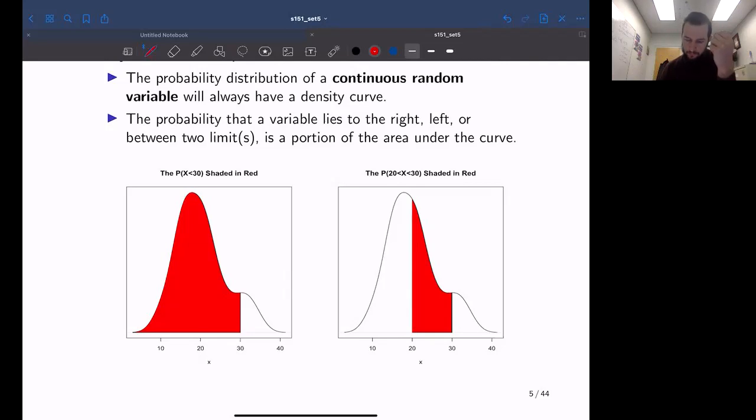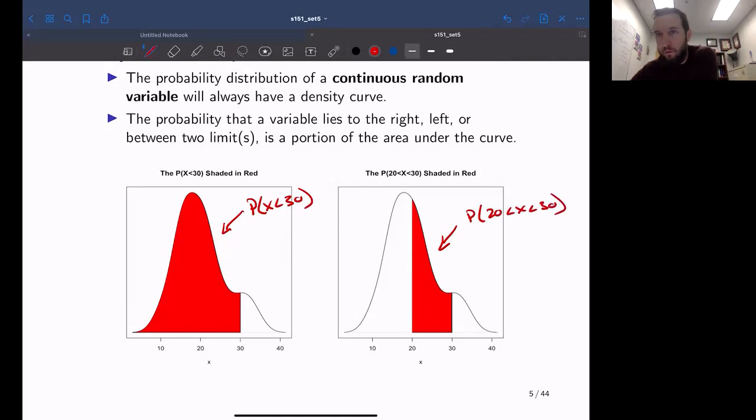In the first plot shown here, what I have shaded is the area that is below 30. So this would be a representation of X being less than 30. The area under the curve that's less than 30 represents the probability that X is less than 30. In the second plot, we have a similar idea, except here we're bounded between 20 and 30. So this would be the probability that X is between 20 and 30.